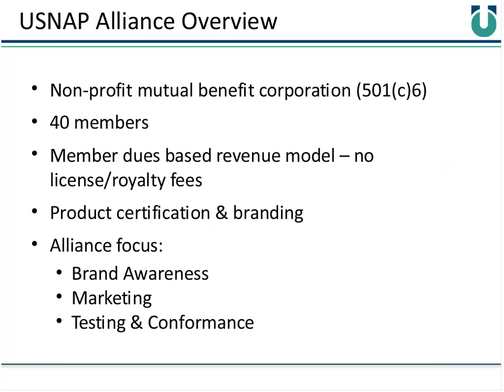So we formed the USNAP Alliance several years ago in order to cultivate this whole concept of modular communications. There are about 40 members in the Alliance. We're a typical Alliance business model funded by member dues. We are now focusing our attention, now that the standard is complete, on implementing a testing and certification program and branding program. It's our goal to try and have this program up and running before the end of this year.